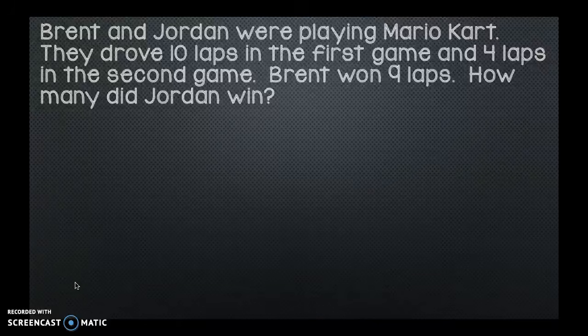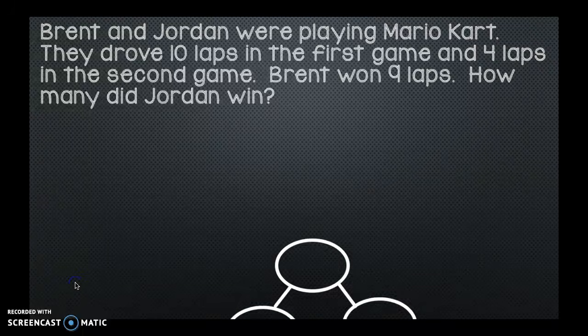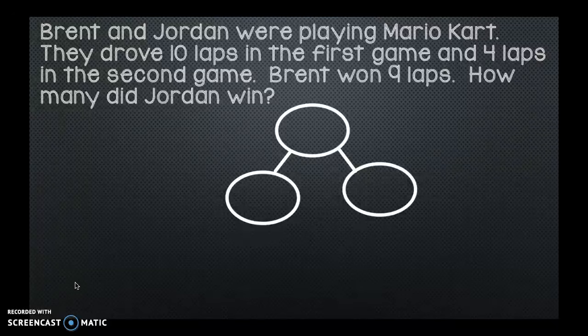All right, they give us some really good information right here. They didn't tell us all together how many laps they did, but they did tell us the two parts. So I'm going to get my number bond and fill that in. It said, Brent and Jordan were playing Mario Kart. They drove 10 laps in the first game, so 10 is one of my parts, and 4 laps in the second game, so 4 is my other part.